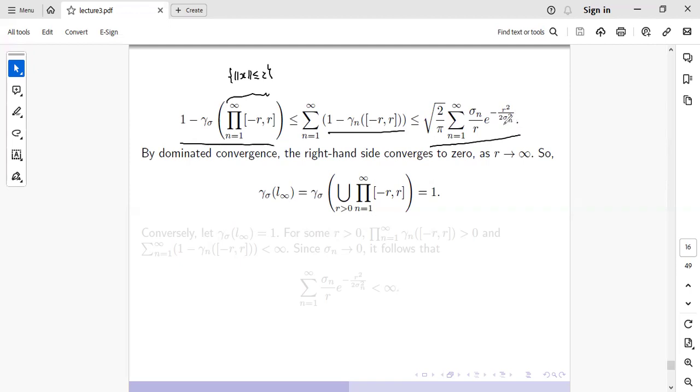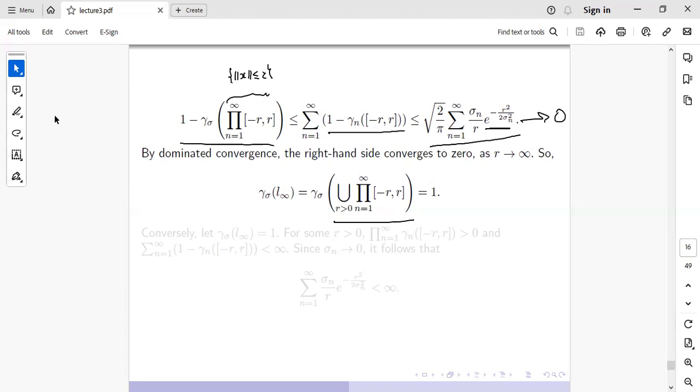Now, when r converges to infinity, each term of the sum converges to 0. And also we have the condition that for some epsilon, the series of exponent with epsilon converges. So by dominated convergence, this converges to 0. In particular, now when we take the limit in the left side, we get the union of balls in the space of bounded sequences. So we will get the whole space of bounded sequences, and its measure will be equal to 1.